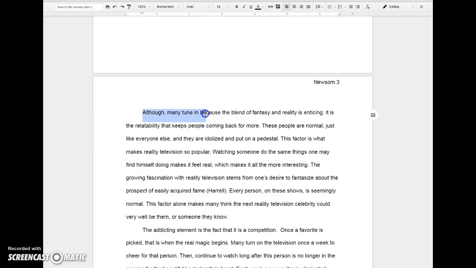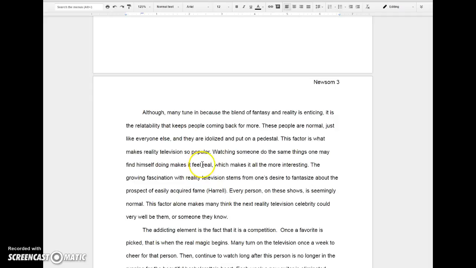"Although many tune in because the blend of fantasy and reality is enticing, it is the relatability that keeps people coming back for more." So this is, again, an example of a very boilerplate-y, cookie cutter, not my favorite, transition topic sentence combination. But there is something to be said for keeping readers abreast of your essay's progress, what ideas we are leaving behind and what ideas we are moving on to. And this is an example of a sentence that does both those things pretty well.